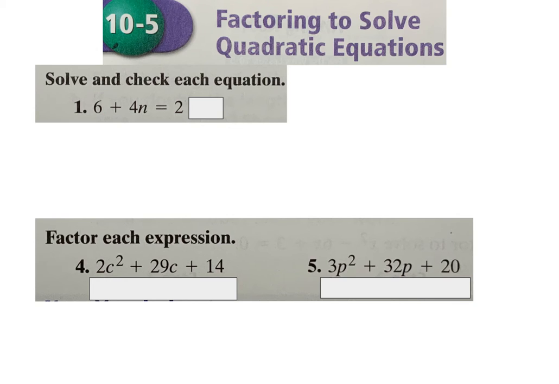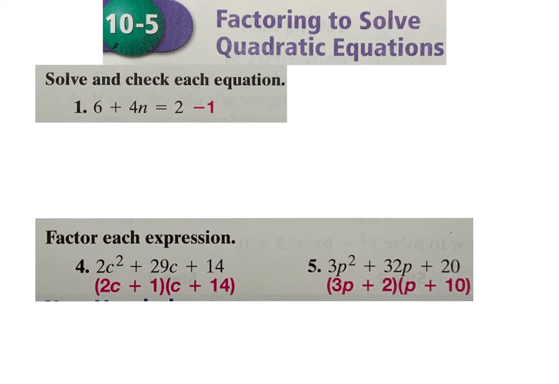So for the first one, it just wanted you to solve. You should have gotten -1. For number 4, it wanted you to factor. You should have gotten 2c plus 1 and c plus 14. Number 5 was also factoring. You should have gotten 3p plus 2 and p plus 10.